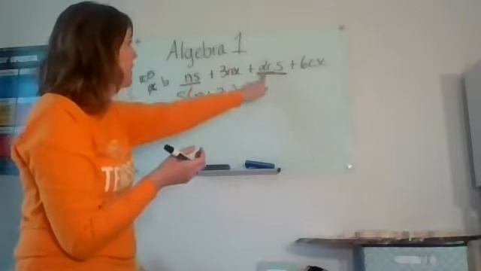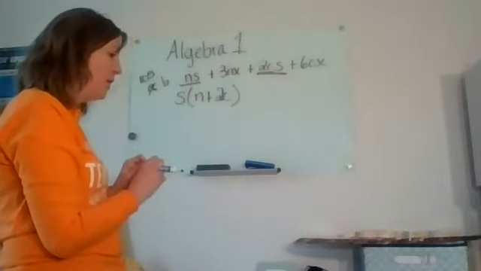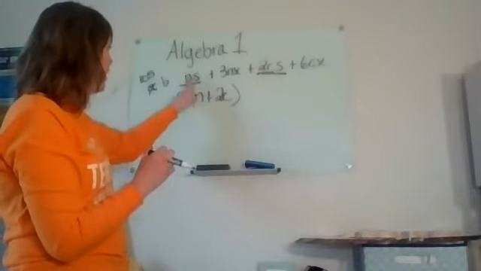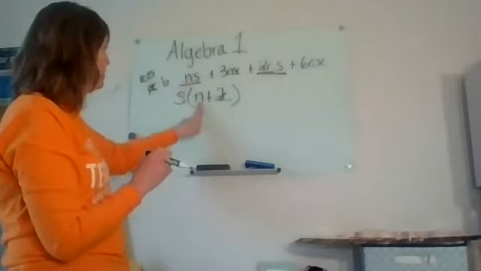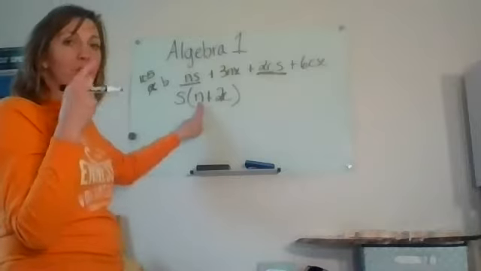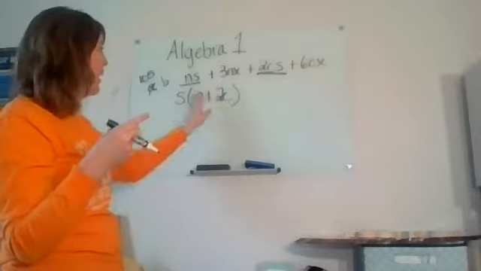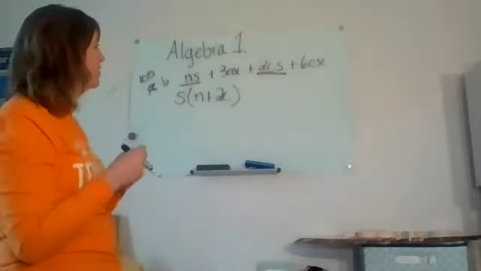So ns and 2cs, what was in common? What did it share? So it shared an s, so I took that out. ns divided by s would just be n. Remember that in your mind, you're always checking your work, so you can distribute that s back to both and make sure you get back to that first line.